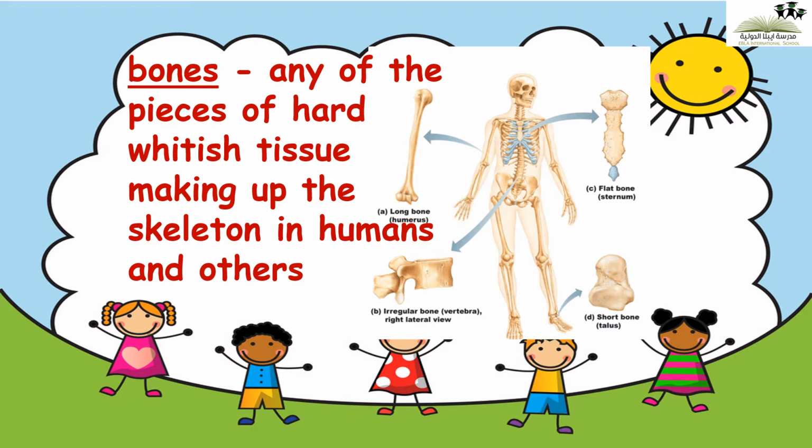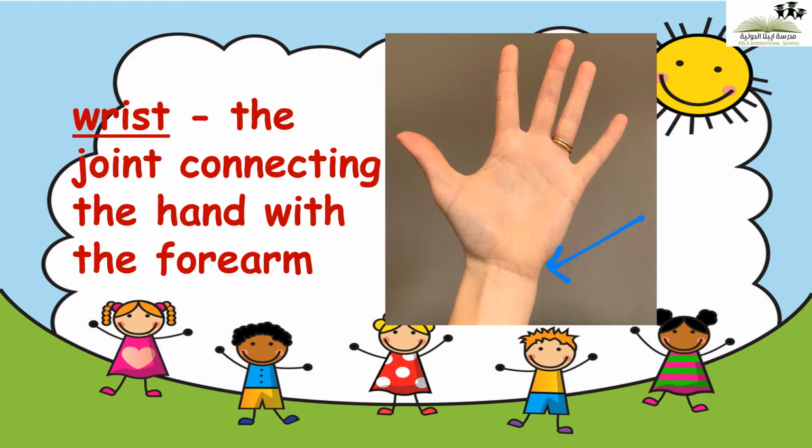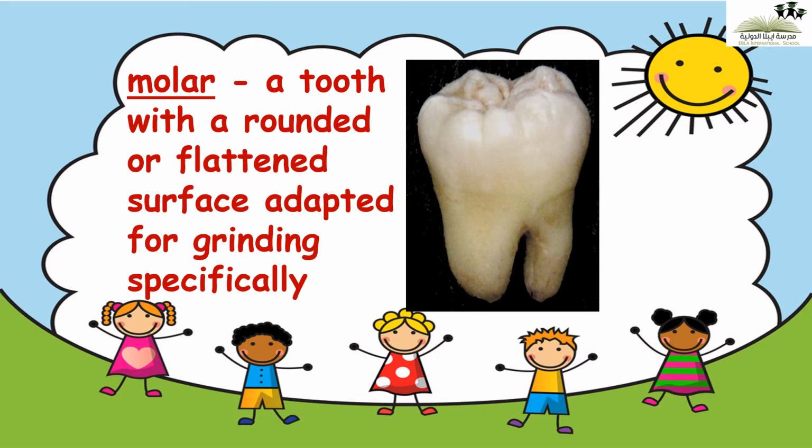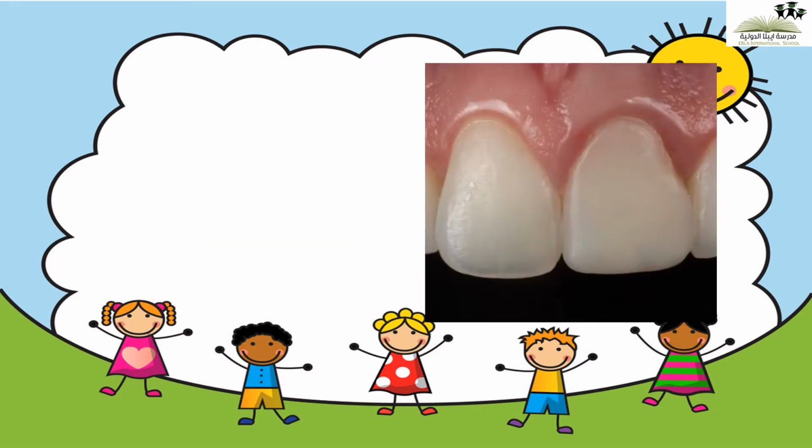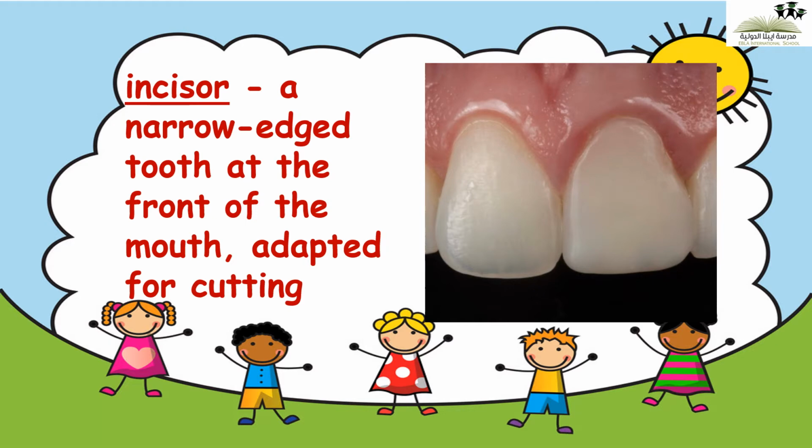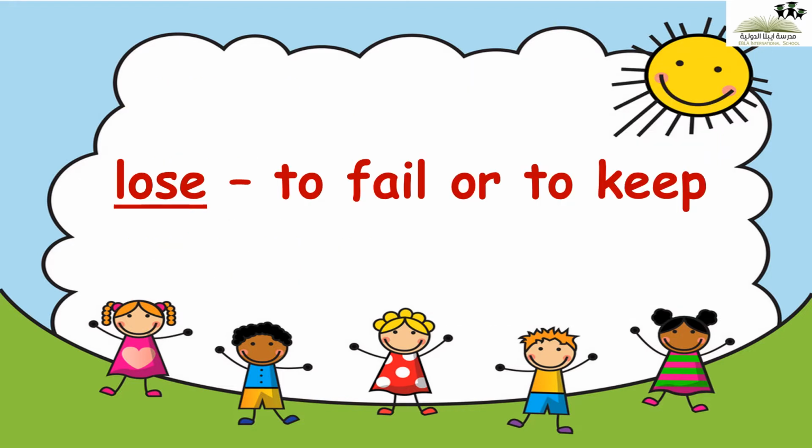Bones are any of the pieces of hard whitish tissue making up the skeleton in humans and others. Wrist, the joint connecting the hand with the forearm. Molar, a tooth with a rounded or flattened surface adapted for grinding specifically. Incisor, a narrow-edged tooth at the front of the mouth adapted for cutting. Lose means to fail or to keep.